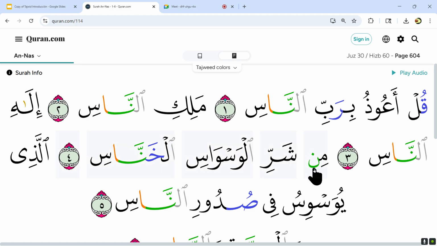Exactly. So with Ikhfaa, we're not going to say min 100%. We're going to pull our tongue back a bit. We're going to mute the sound, and we're going to hold it 2 counts. Min sharri. Instead of min sharri, you would say min sharri. That sounded great, bro.